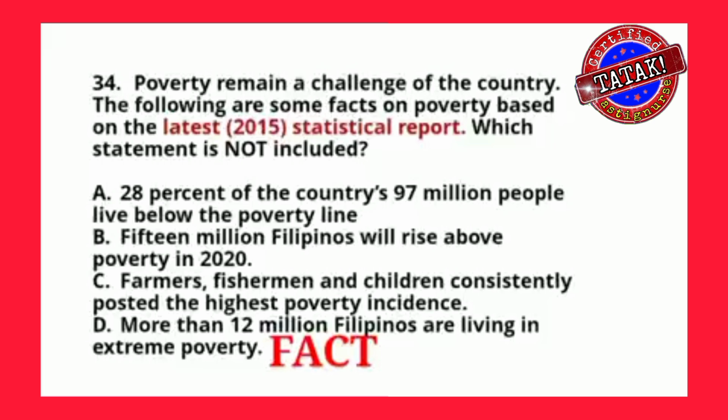So, totoo po yun. The next fact is letter C. Okay? Farmers, fishermen, and children consistently posted as the highest poverty incidents. Okay, so C and D are facts. So, A or B ang sagot. So, alin dyan ang hindi fact or not included or not a true statement about poverty based on the 2015 statistical report. Okay? So, according to this, we have your poverty incidents among the population in 2015. The proportion of your poor Filipinos was estimated at 23.3%. So, mali yung letter A kasi nakalagay sa letter A is 28%. So, the correct answer here is letter A.